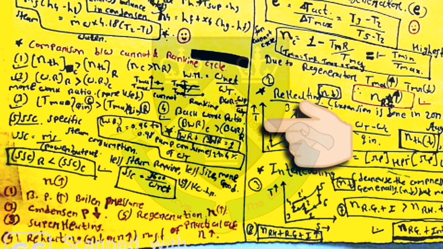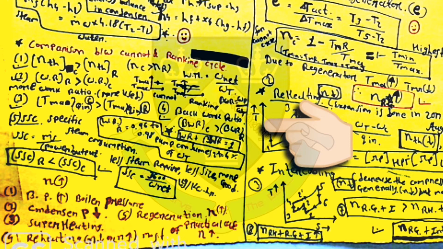The first one is the efficiency, which is higher in the Carnot cycle. Thermal efficiency is also higher in the Carnot cycle. Then the mean average temperature line is also higher in the Carnot cycle. The fourth one is back work ratio, which is also higher in the Carnot cycle, and the fifth one is specific steam consumption, which is lower in the Carnot cycle.